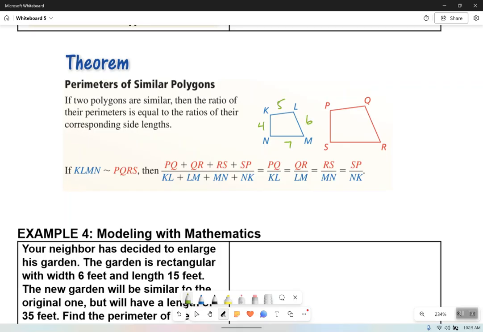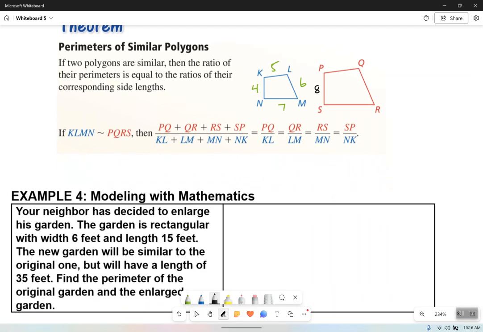Okay, you guys good there? Okay, and on the bigger one right here, let's call this, I don't know, how about an 8? If these are similar, what's the distance from P to Q have to be? What's the distance from K to N, kids? I put a 4 in there, right? What did I put in for PS?